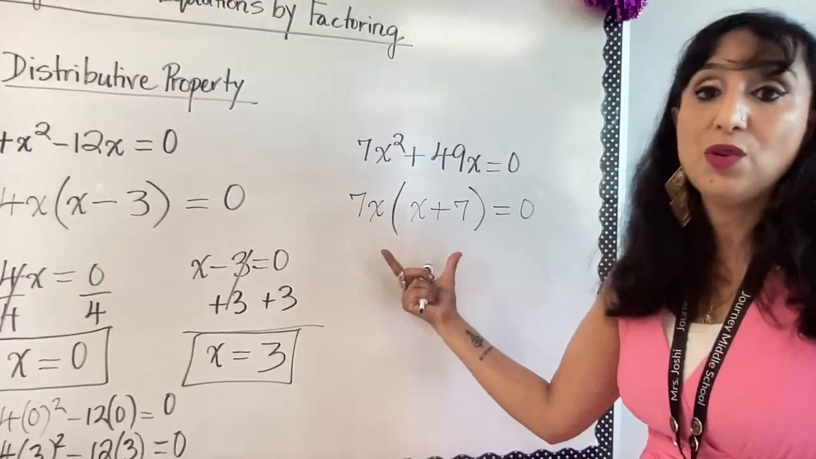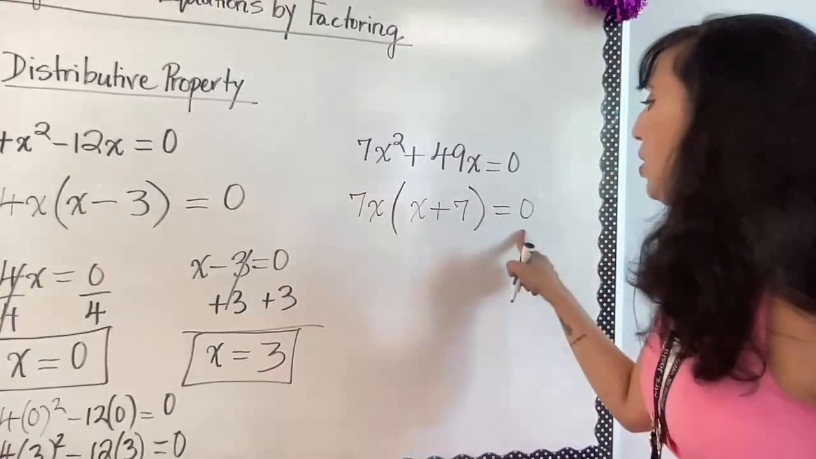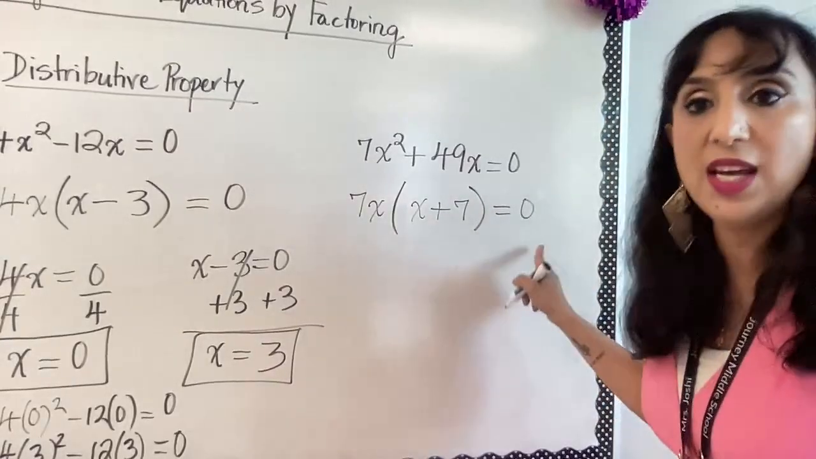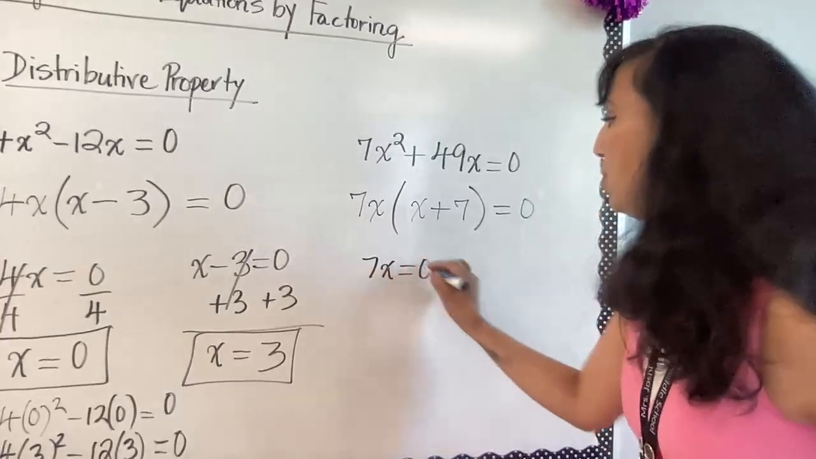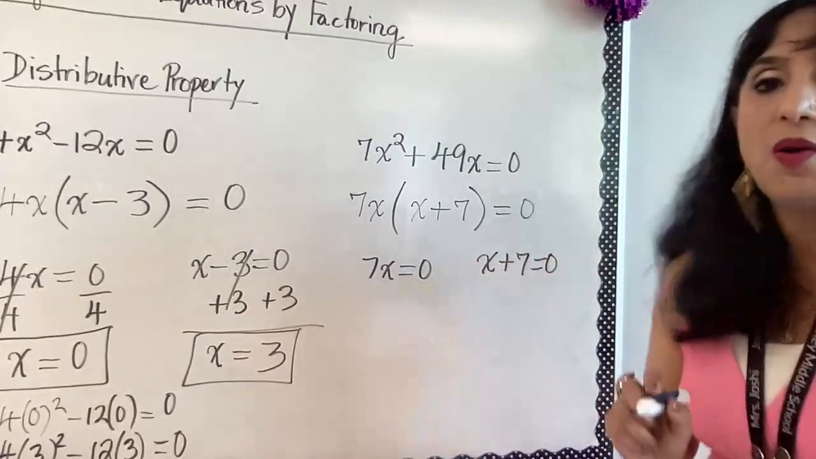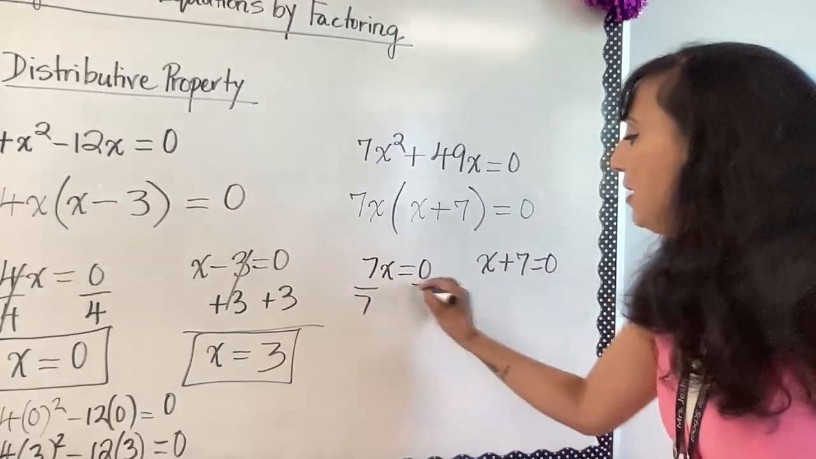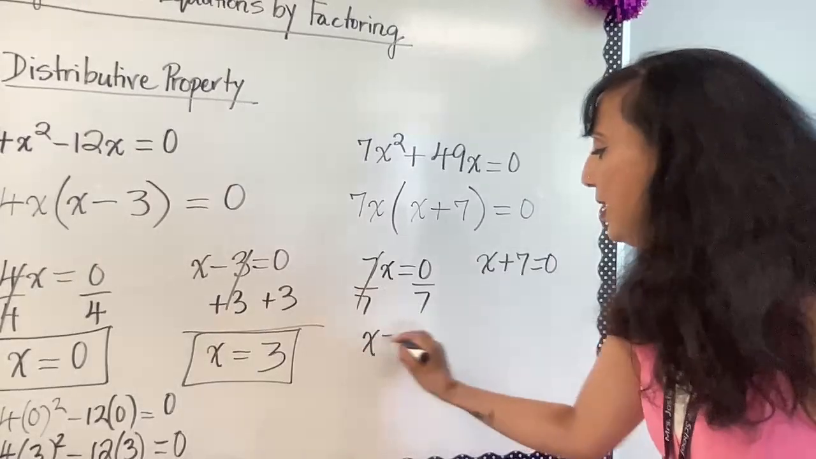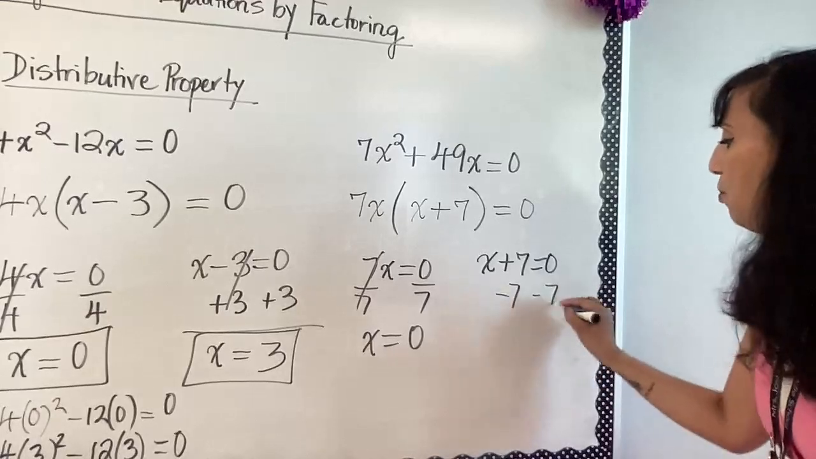And now I'm going to use my zero product property, which means 7x is equal to 0 and x plus 7 is equal to 0. Okay, so I have 7x is equal to 0 and x plus 7 is equal to 0. And then I'm going to solve for both of them. Dividing by 7, x is equal to 0. In this case, the subtraction property of equality.